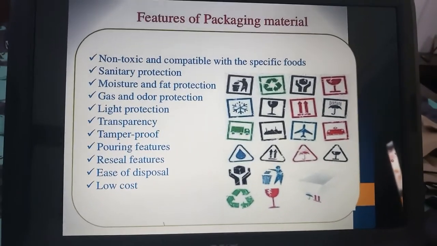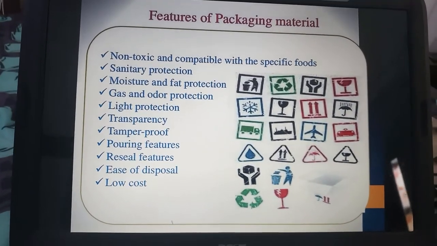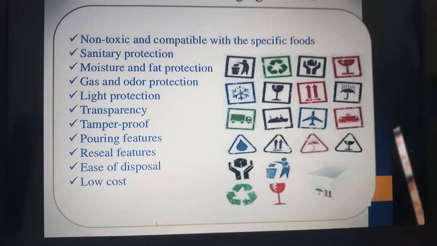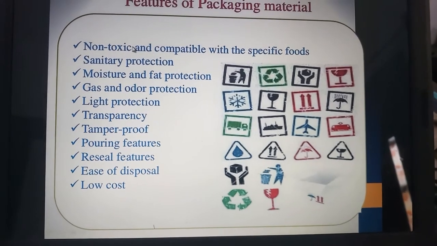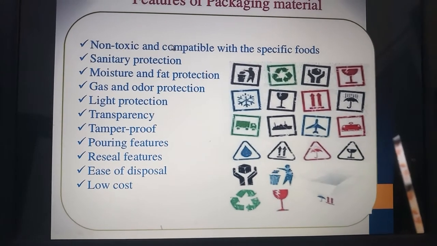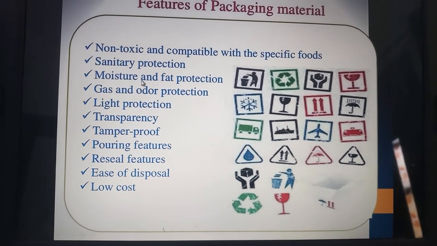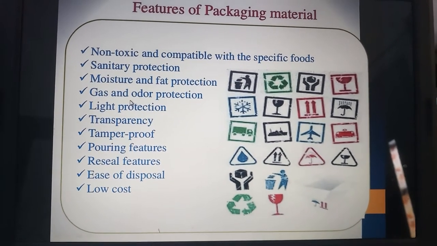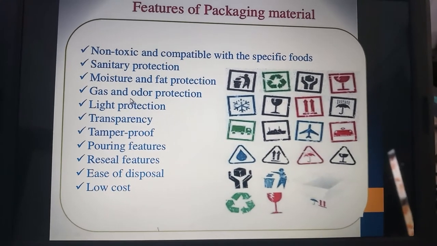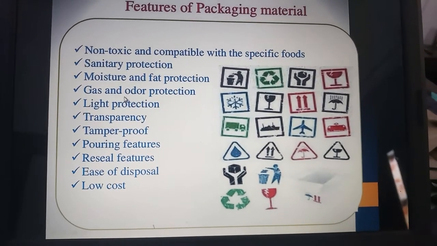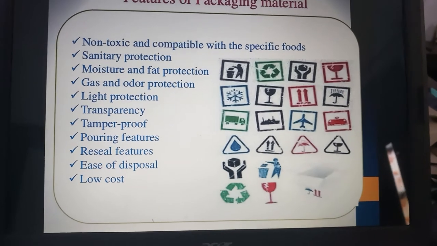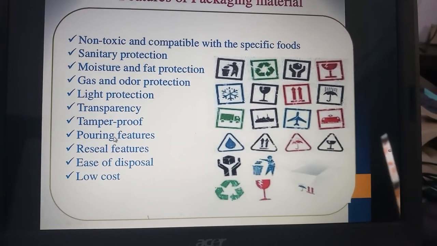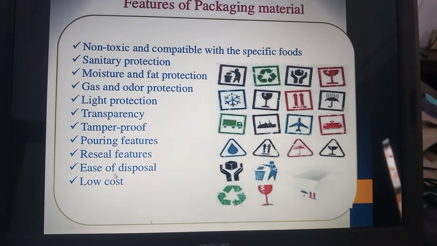So these are the features of packaging material, very important features which every packaging material must include. It should be non-toxic and compatible with the specific food. It should give moisture and fat protection, sanitary protection, and gas and odor protection. Neither should odor come in nor should good flavor go out. Also light protection, transparency, tamper-proofing, pouring features, reseal features, ease of disposal and low cost.